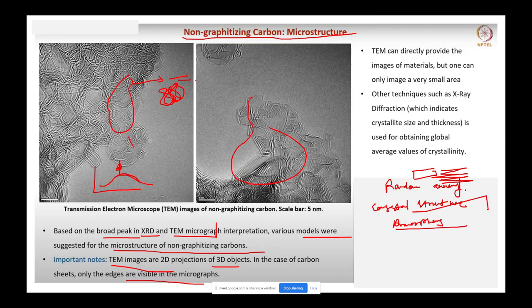Again, TEM can directly provide the image of materials, but one can only image a very small area. Do you remember what the resolution of a TEM image is, up to what you can see? You can see like 100 nanometers, but here in front of you the scale bar is 5 nanometers. You are seeing a 5 nanometer feature.